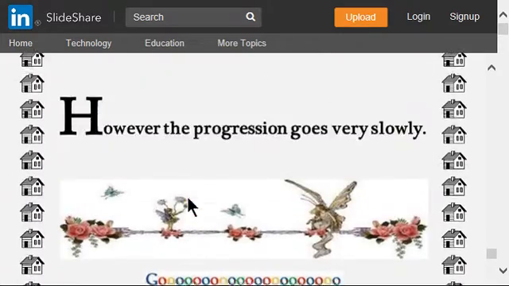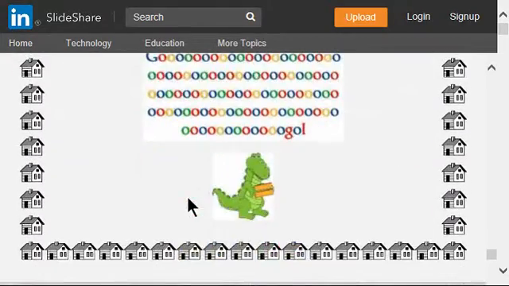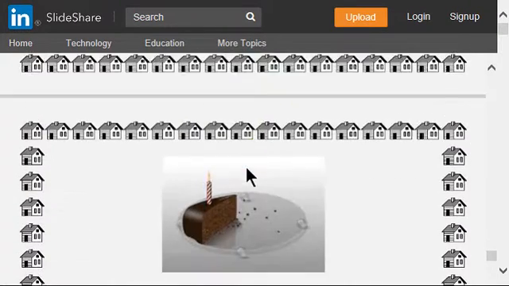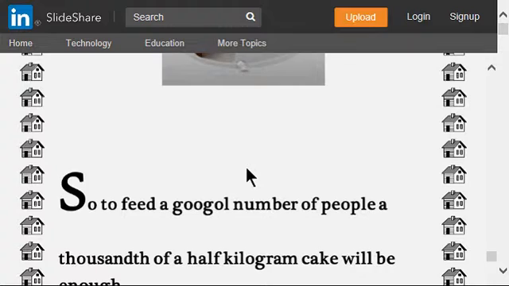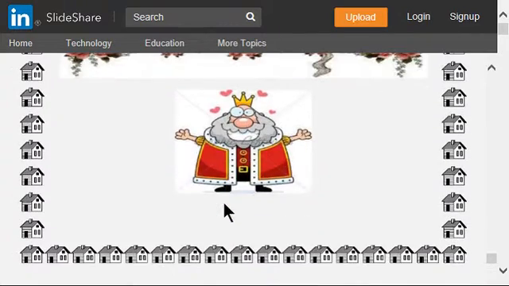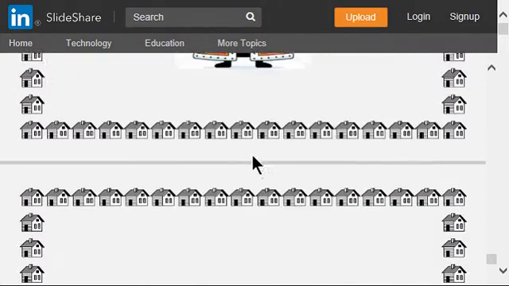So the progression, we say, grows very slowly. If you have so many zeros in the number of people, it takes very little cake to feed, therefore, a googol number of people. A 1,000th of a half kilogram cake will be enough. The king is very happy.